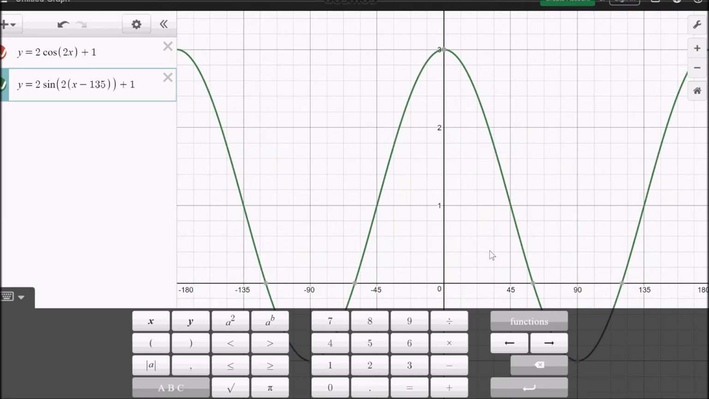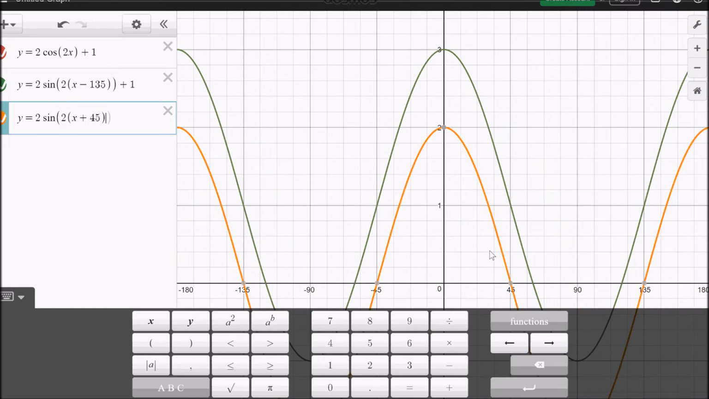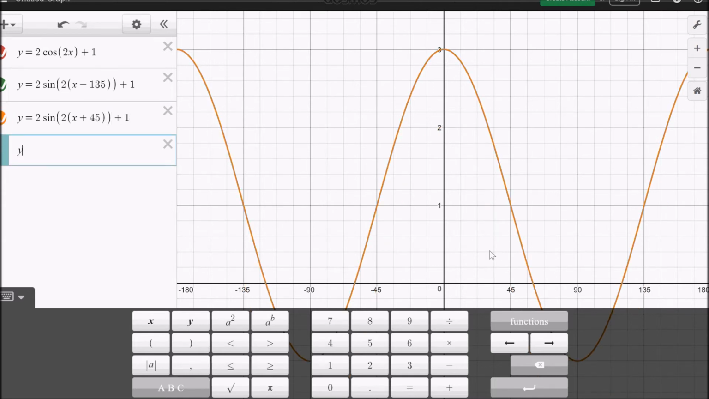Same exact graph. Okay, let's check the next one. y equals 2 sine of 2 times (x plus 45), so it's shifting to the left 45 degrees, plus 1, and it still works. Or y equals negative 2 sine 2 times (x minus 45) plus 1, and it still works. So all of these are possible equations for the graph. Again, we have infinite options, okay?